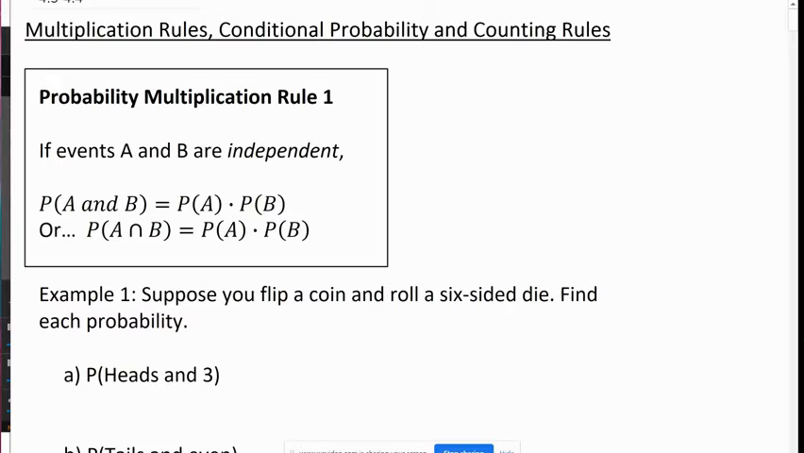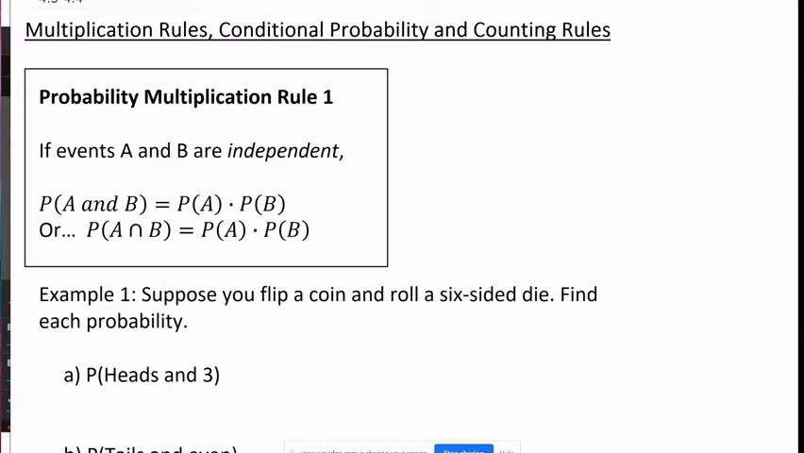So the first probability rule says if two events are independent, by independent we mean one event does not impact the other. So for example, if you flip a coin and then you spin a spinner, the outcome of the coin has no impact on the outcome of the spinner. And so those would be examples of independent events. The outcome of one does not impact the outcome of the other.